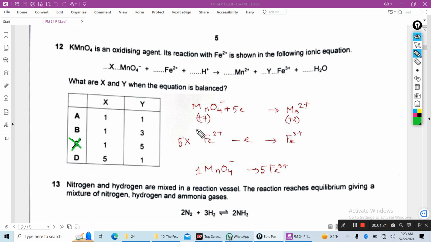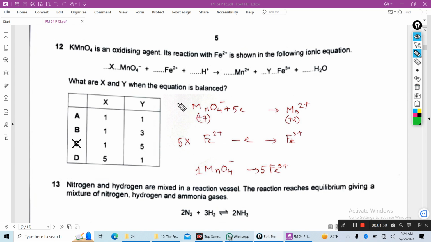How will you get your answer? First you write two half equations. Manganate ion goes to manganese(II). Here the manganese oxidation number is +7, and in manganese(II) it is +2, so +7 to +2 is reduction, gaining 5 electrons. And iron(II) is oxidized, losing 1 electron to produce iron(III) ion, so minus 1 electron.